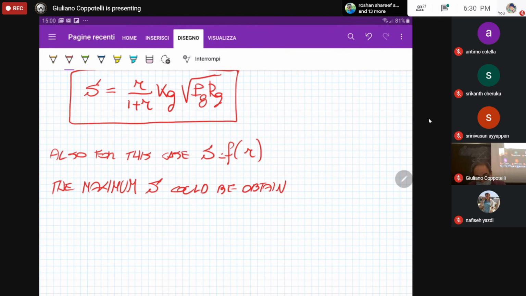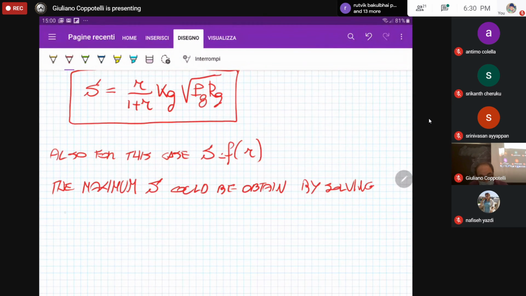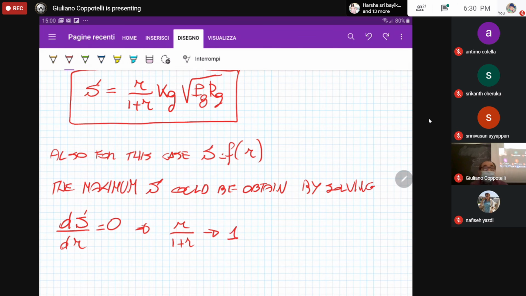solving this equation, finding the R so that the S over R is equal to 0. We can find that this is true when R over 1 plus R is going to have a ratio equal to 1.